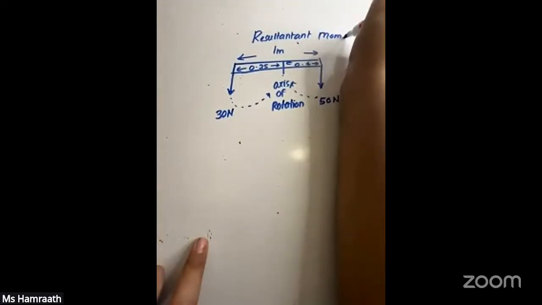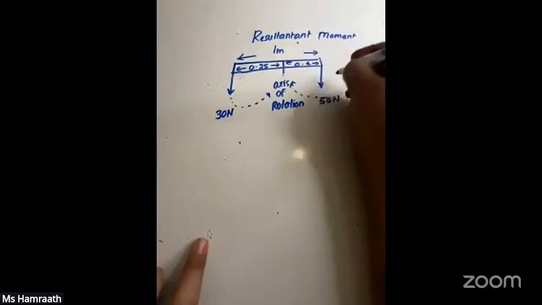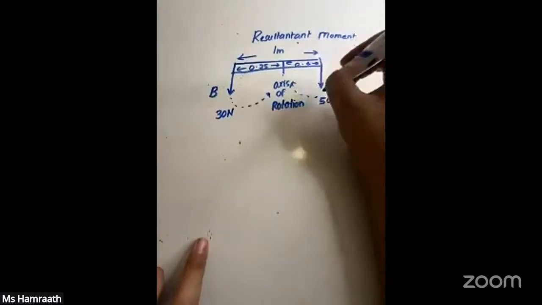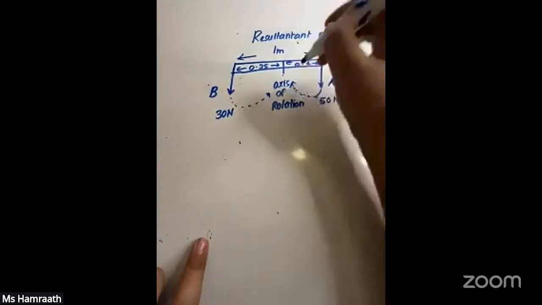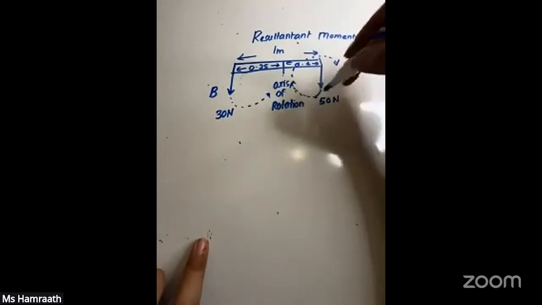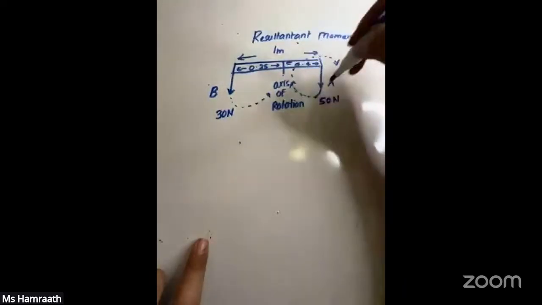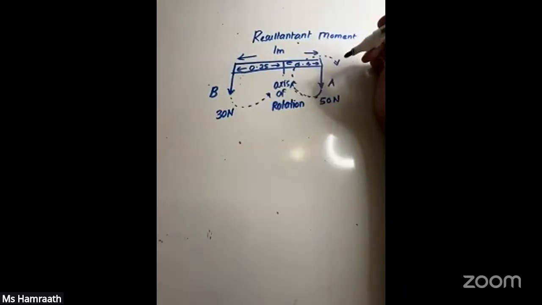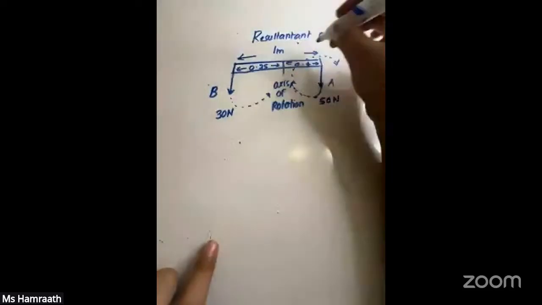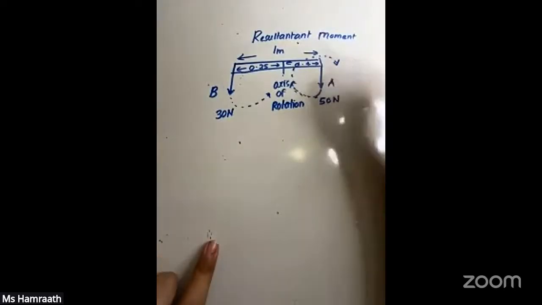To find the resultant moment, first we find the direction at A and the direction at B. If you bring this closer and put it like this, is it clockwise or anti-clockwise? In A, can you tell me the direction? Very good, it is clockwise.